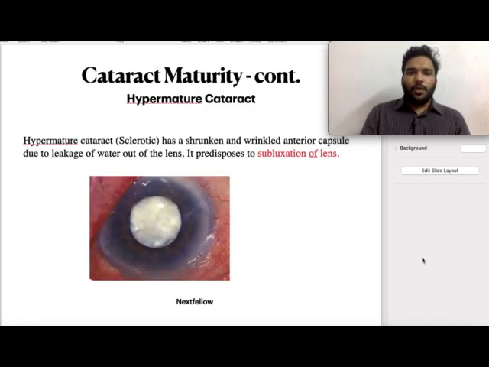And coming to hypermature sclerotic cataract, in this cataract the lens is shrunken and wrinkled. The anterior capsule is wrinkled due to leakage of water out of the lens and predisposes to subluxation of the lens.